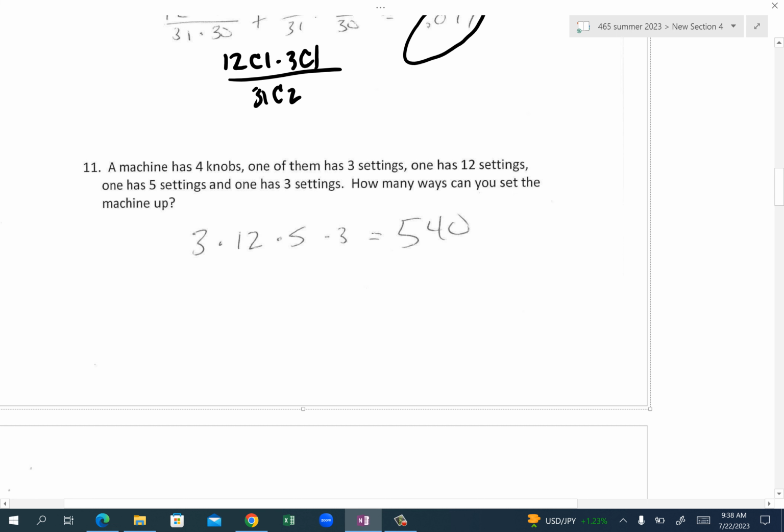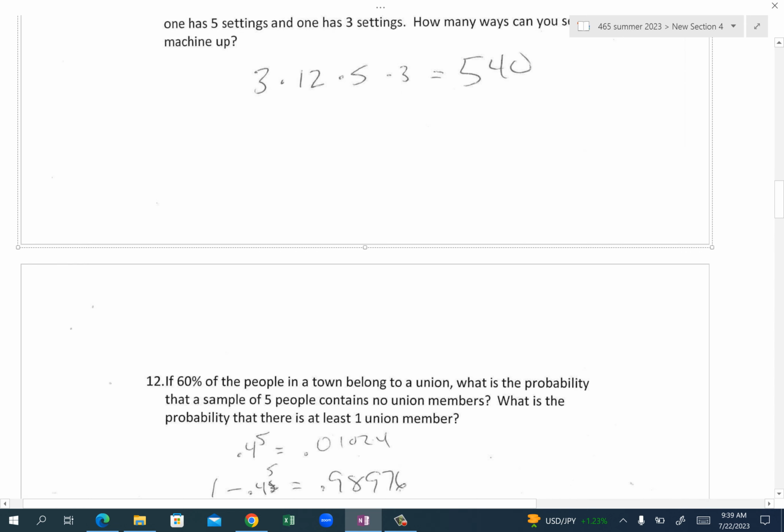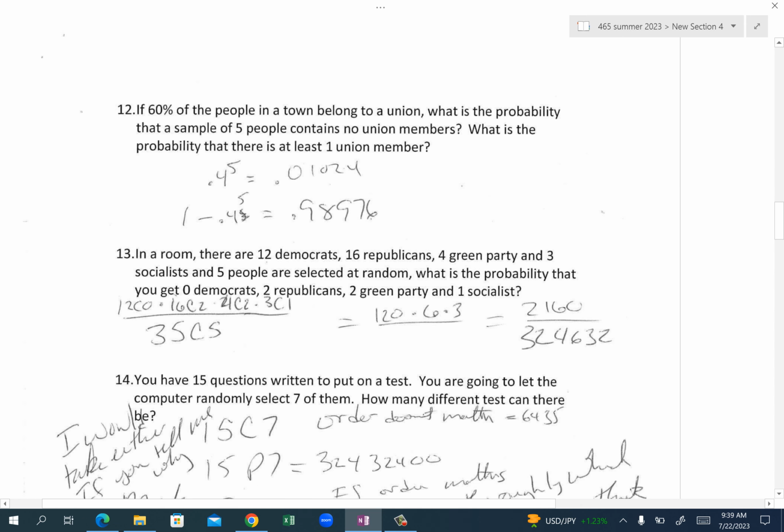It's just the fundamental counting principle. Piece of cake. Something like that could very well show up. Remember, you multiply the number of outcomes on each, or the number of choices, I guess the way I like to say it, at each decision point. Okay, you had this many 3 choices, and then you had 12 choices, and then you had 5, and then 3. 140 total outcomes there.